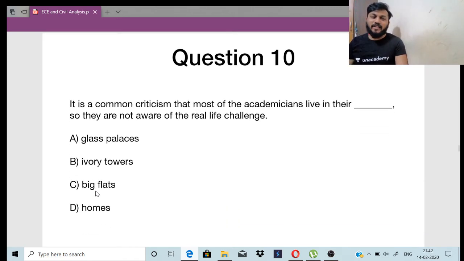Okay, question 10. It is a common criticism that most of the academicians live in their dash, so they are not aware of the real life challenges. So where do they live in? Glass palaces, ivory towers, big flats, homes.